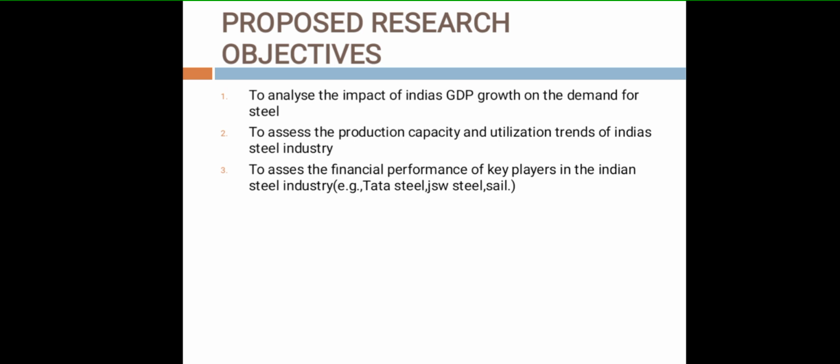Second one is to assess the production capacity and utilization trend of India's steel industry. That objective is talking about a particular industry, the Indian steel industry. And we will analyze the production capacity utilization of the different companies of steel in India.